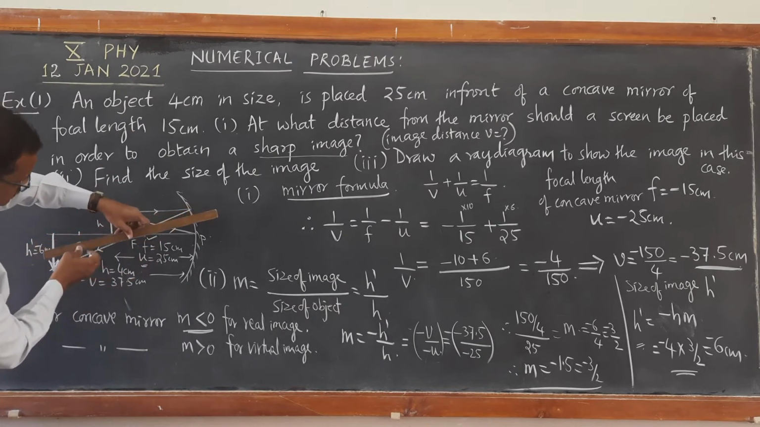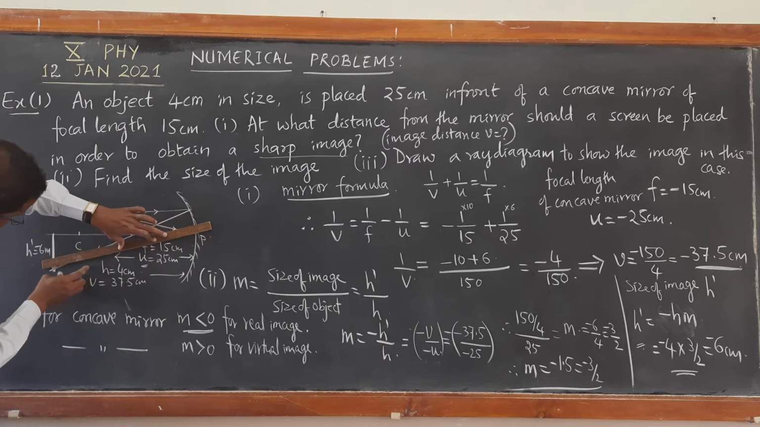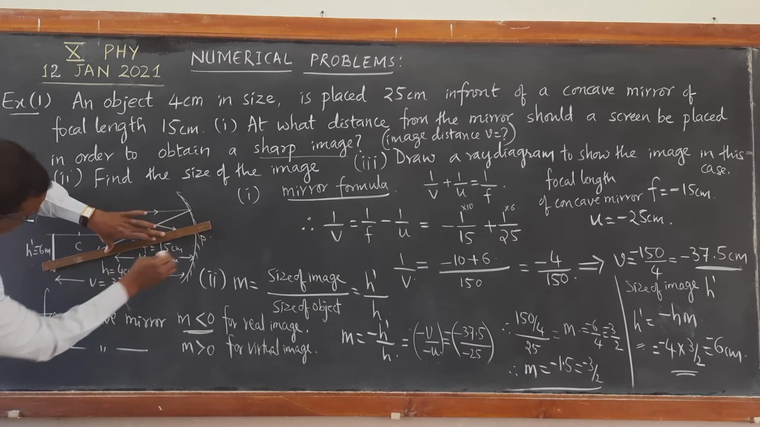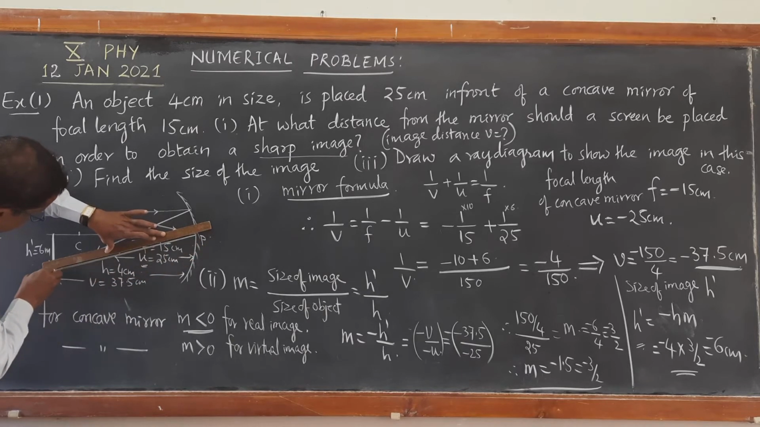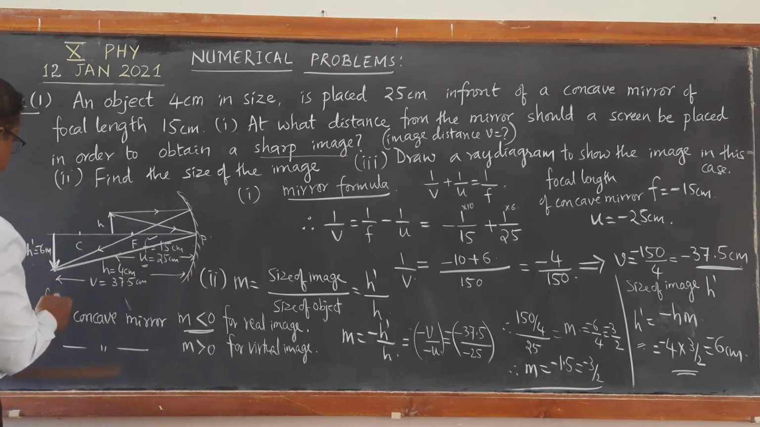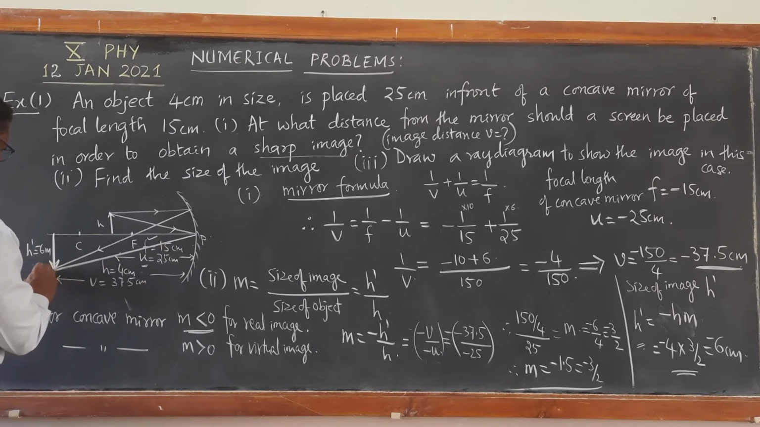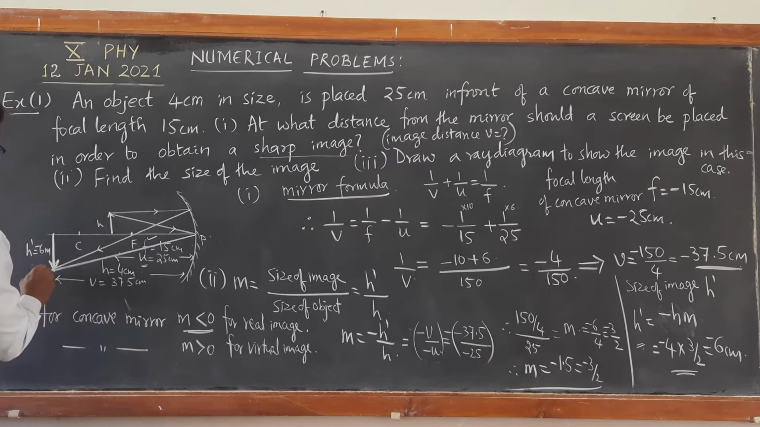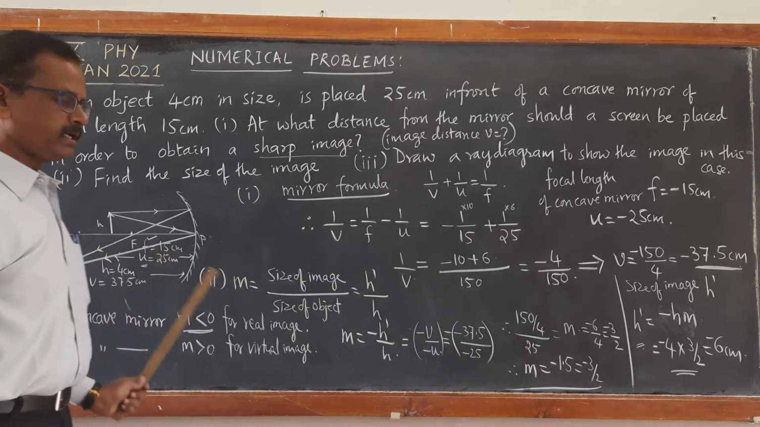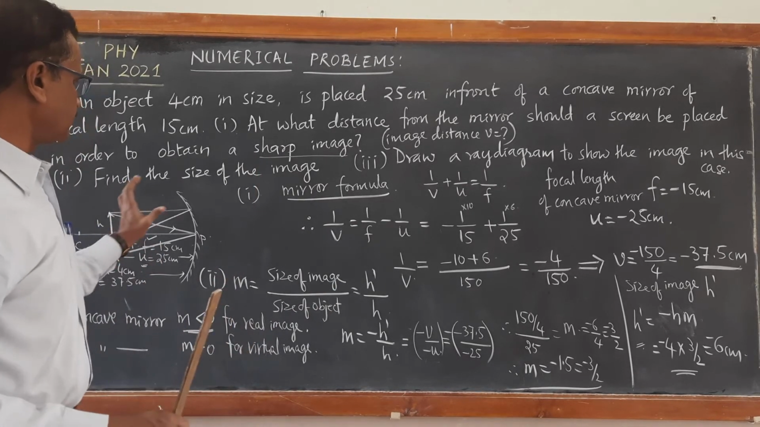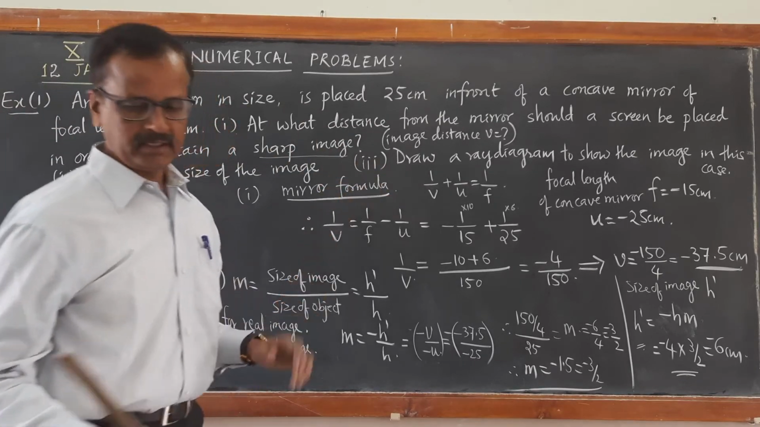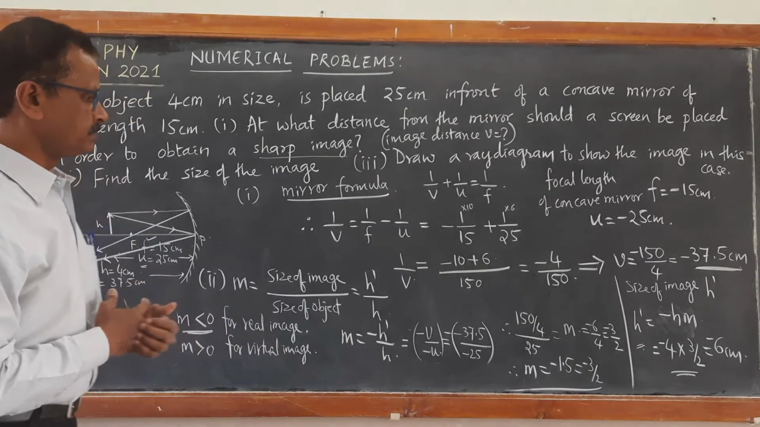And after reflection, you see, this is how these two rays are converging to form the image. And here they form the image. So this is the ray diagram. You need to draw this ray diagram neatly, separately. That is the third part of the question.